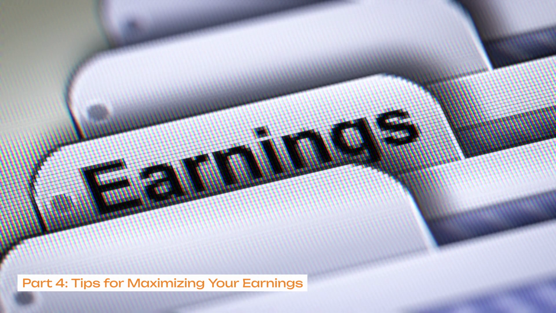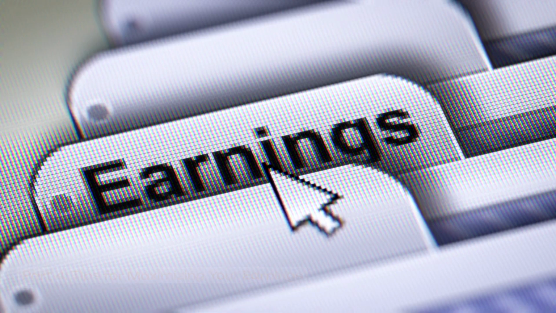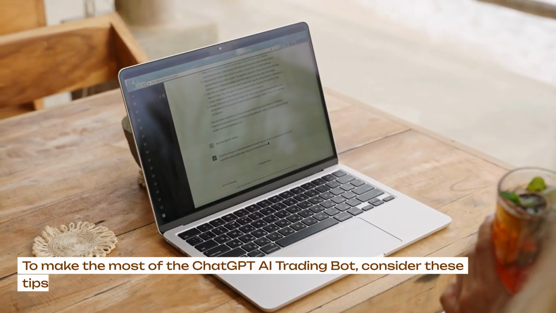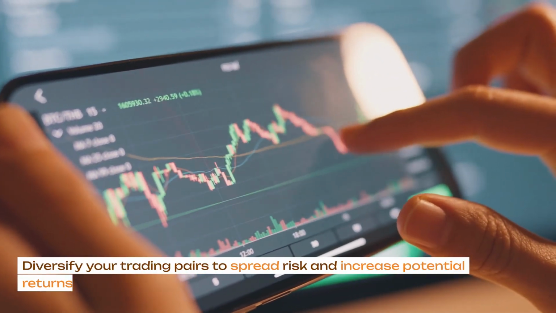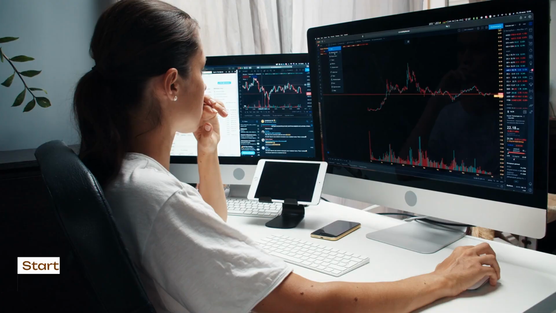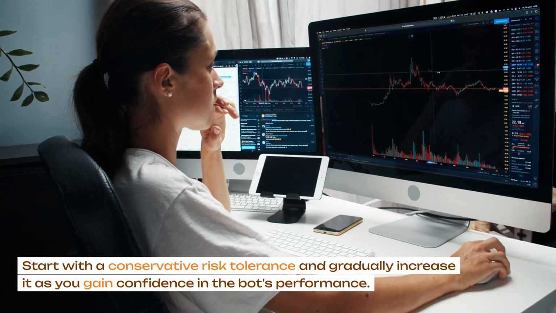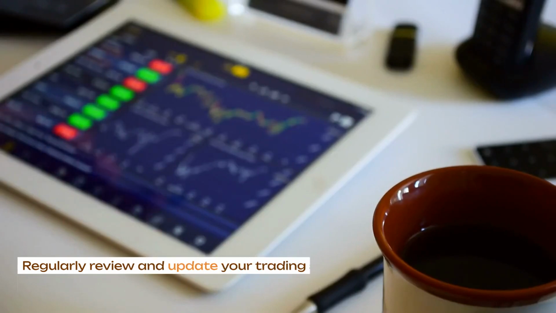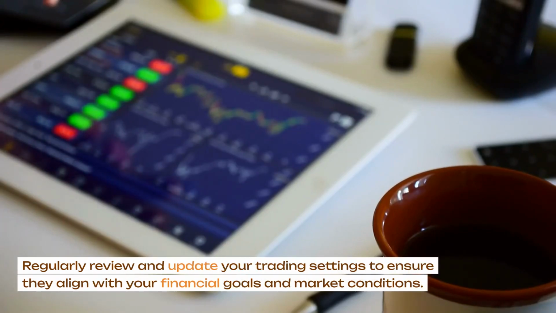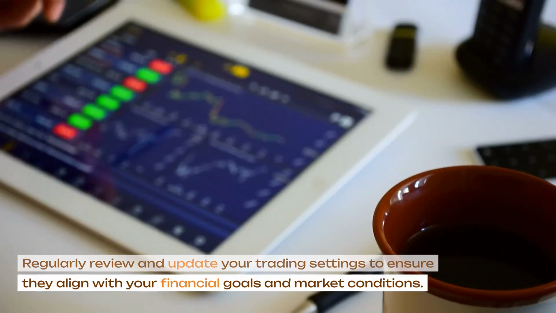Part 4. Tips for maximizing your earnings. To make the most of the ChatGPT AI trading bot, consider these tips. Diversify your trading pairs to spread risk and increase potential returns. Start with a conservative risk tolerance and gradually increase it as you gain confidence in the bot's performance. Regularly review and update your trading settings to ensure they align with your financial goals and market conditions.